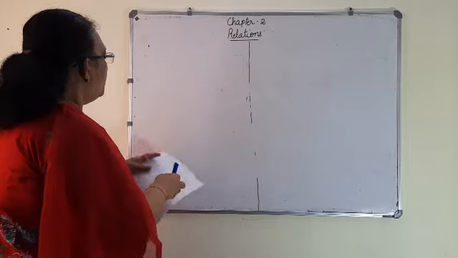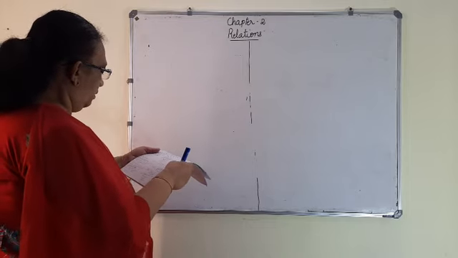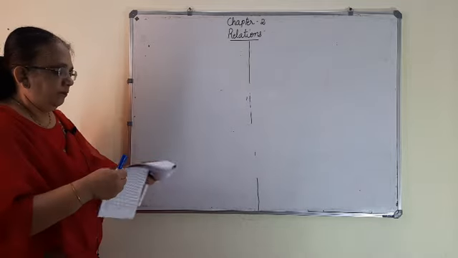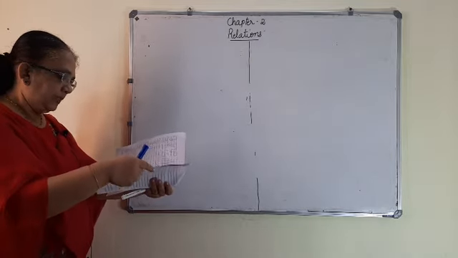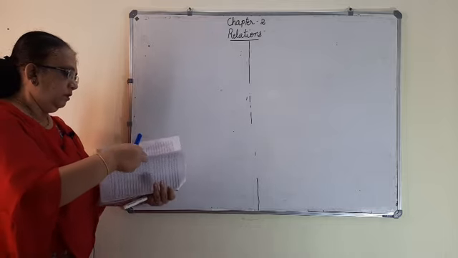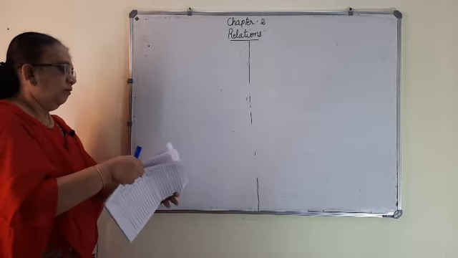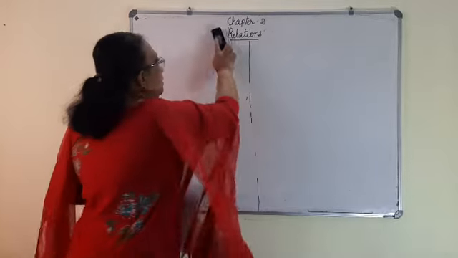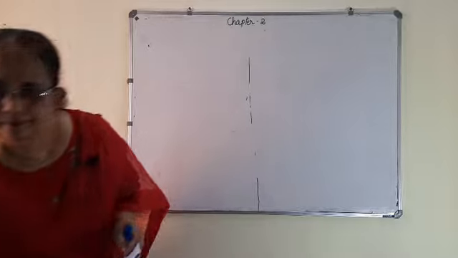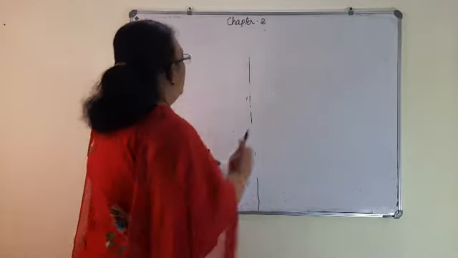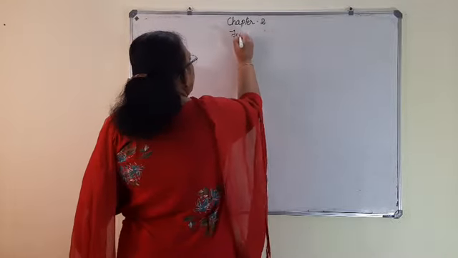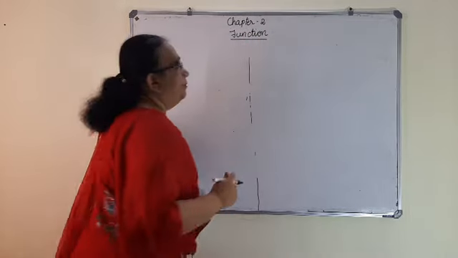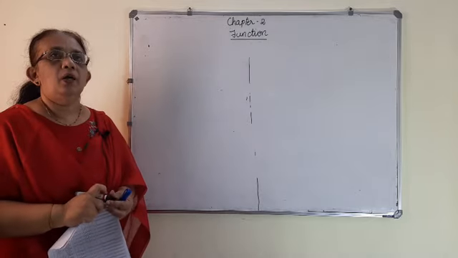Before that we will represent one more thing. What is a function? The name of the chapter is relation and function. So we have completed the relation. Now, when can a relation be called a function?